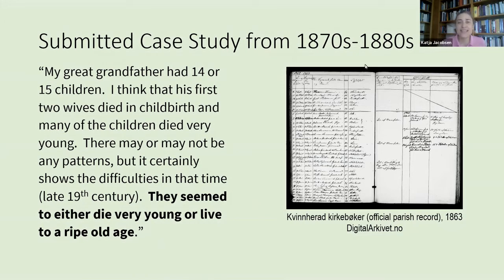Our last case study here is from the 1870s to 1880s. And the story here is my great-grandfather had 14 or 15 children. I think that his first two wives died in childbirth, and many of the children died very young. There may or may not be any patterns, but it certainly shows the difficulties in that time in the late 19th century. They seem to either die very young or live to a very ripe old age.